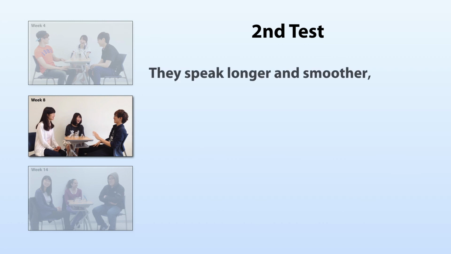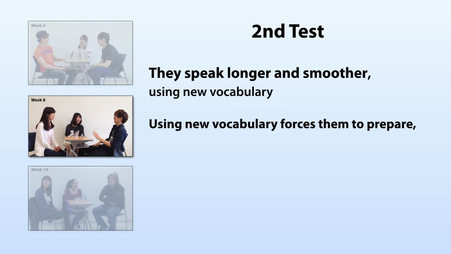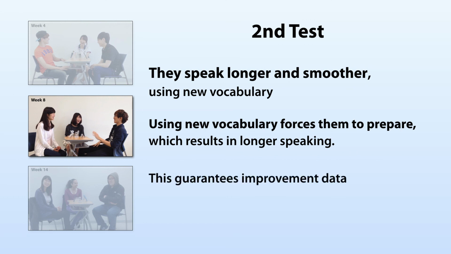Second test. They speak longer and smoother, using new vocabulary. Using new vocabulary forces them to prepare, which results in longer speaking. This guarantees improvement data. Neat.